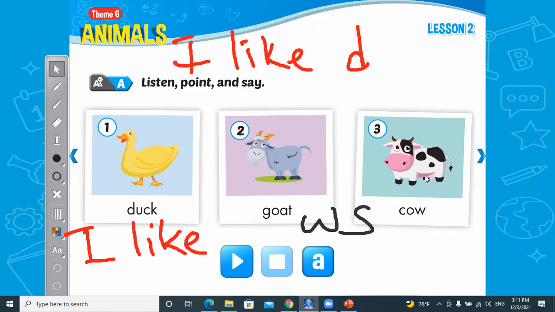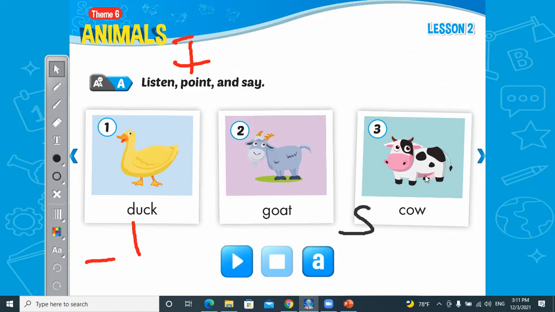All right. So let's see a song. A song about animals.